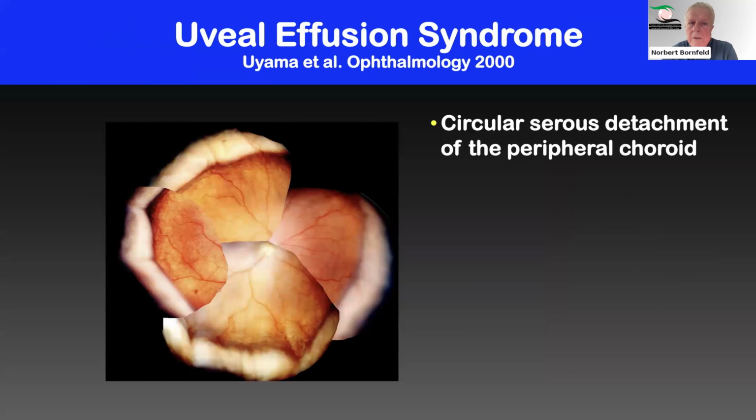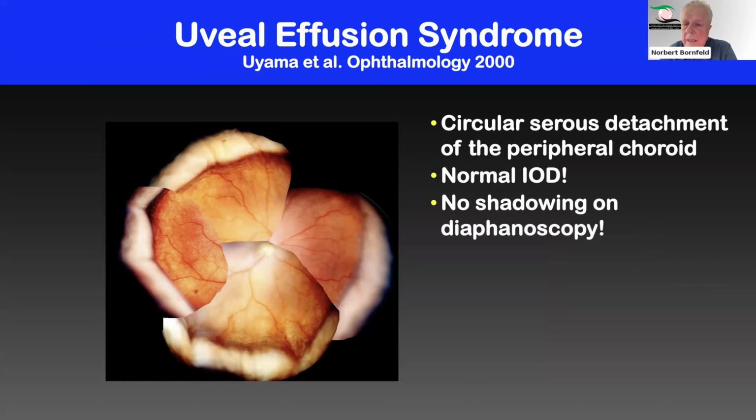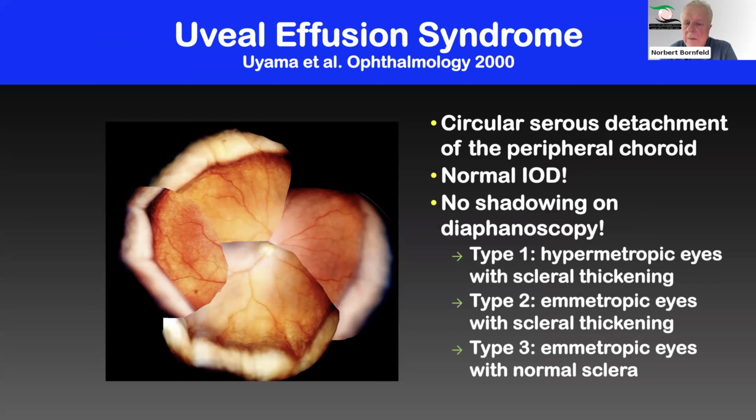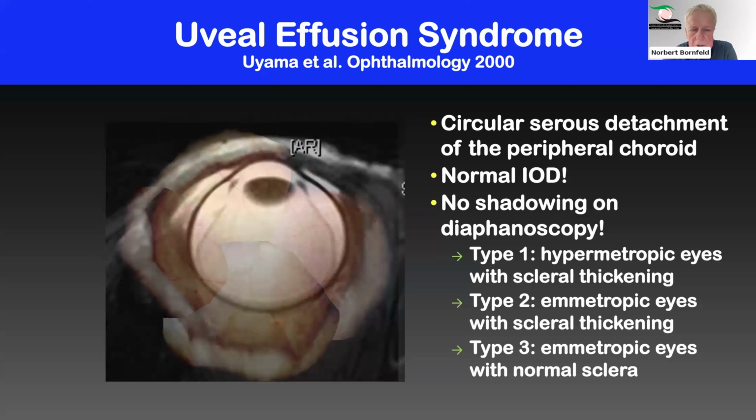Uveal effusion syndrome may be puzzling, but these are circular serous detachments of the peripheral choroid, and the intraocular pressure is normal. There's no shadowing in diaphanoscopy, and there are three different types. I won't go into details with respect to the time, but in most patients these are circular, and the pressure is normal. It's not the hypotony after surgery or trauma or whatever else. They have a normal intraocular pressure.